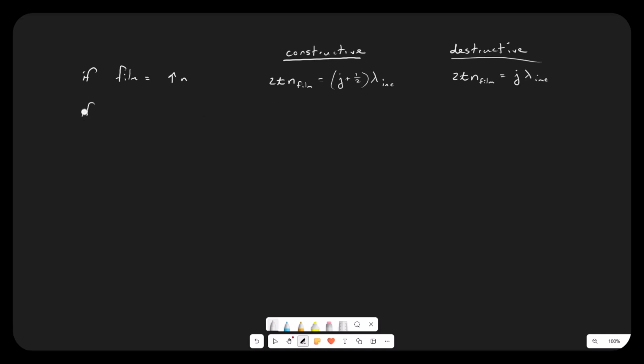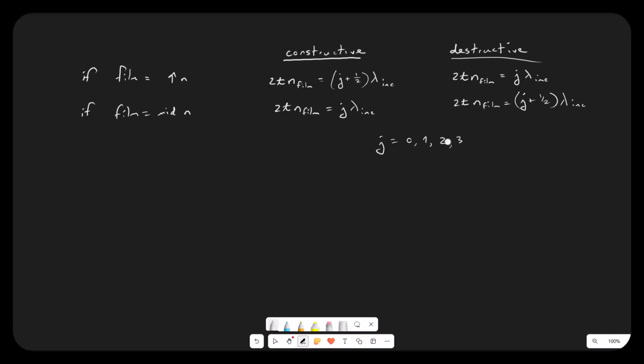And then if my film equals the middle n, then these two switch spots. Then I've got 2 thickness n film equals j lambda incident, and over here 2 thickness n film equals j plus a half lambda incident, where j is just any real number, or any whole number.